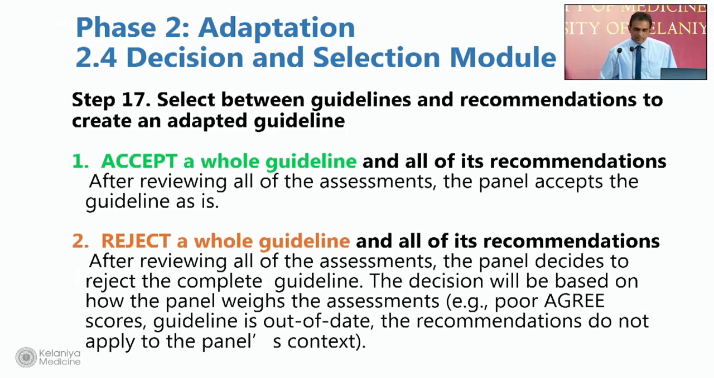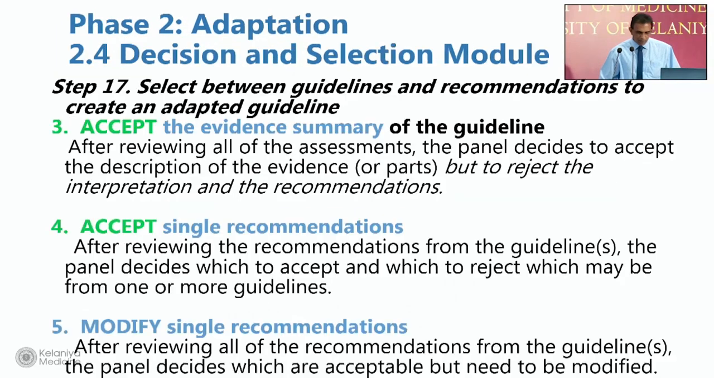So one is to accept the whole guideline and all its recommendations. That is one option. Second, reject the whole guideline. That is, the panel decides to reject the complete guideline. The decision will be based on how the panel weighs the assessment and the AGREE score. Third, accept the evidence summary of the guidelines, but the panel decides to accept the description of the evidence or parts of the evidence, but to reject the interpretation and the recommendations.